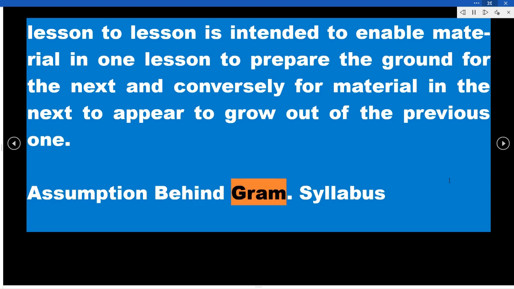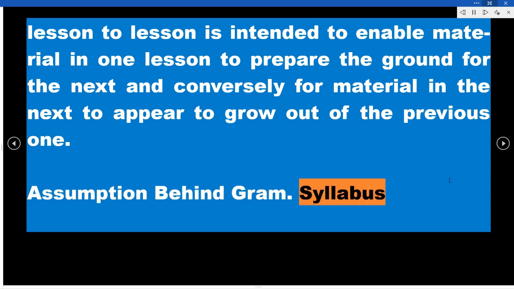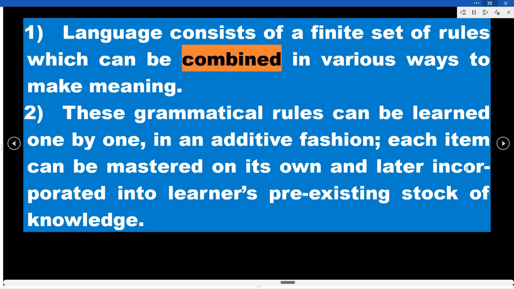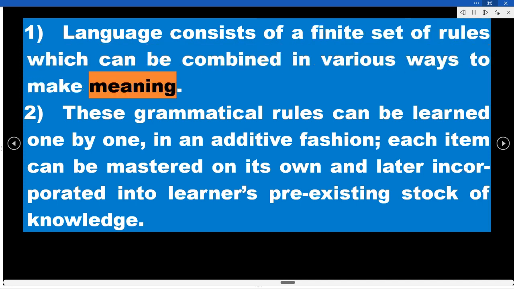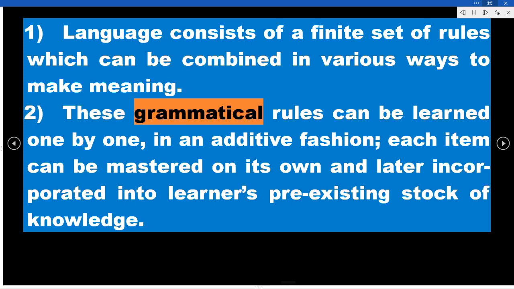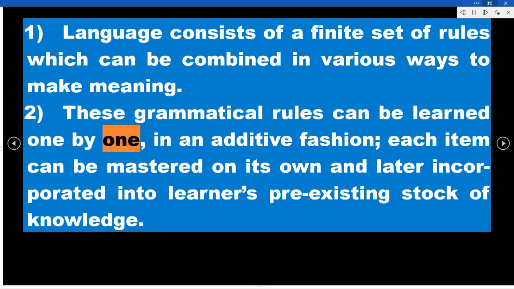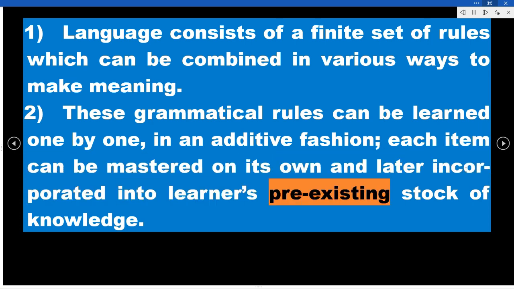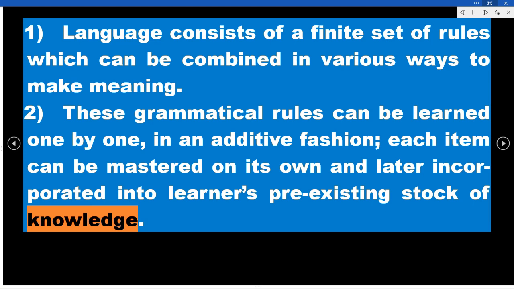Assumptions behind the grammatical syllabus. 1. Language consists of a finite set of rules which can be combined in various ways to make meaning. 2. These grammatical rules can be learned one by one, in an additive fashion. Each item can be mastered on its own and later incorporated into learners' pre-existing stock of knowledge.